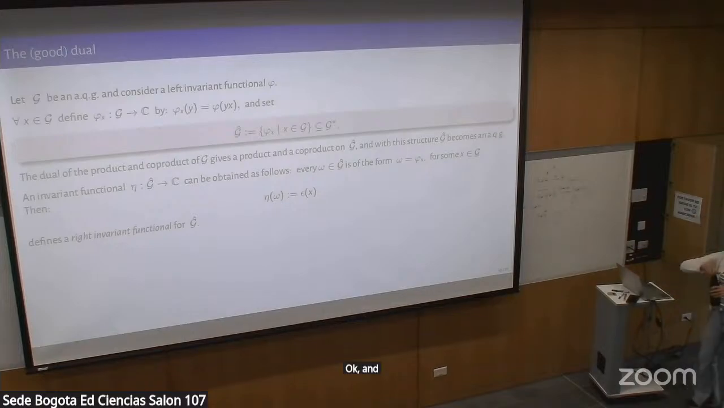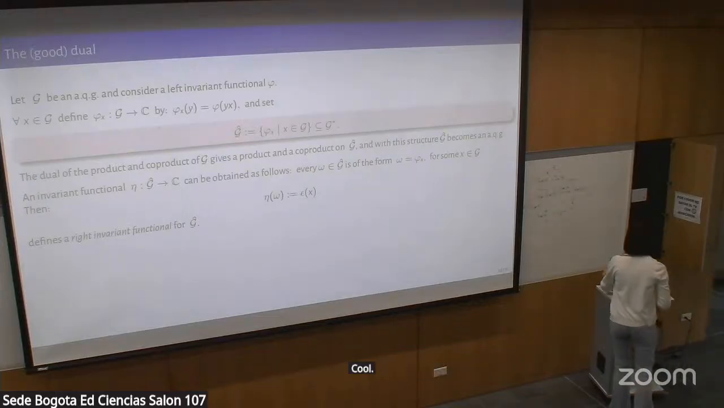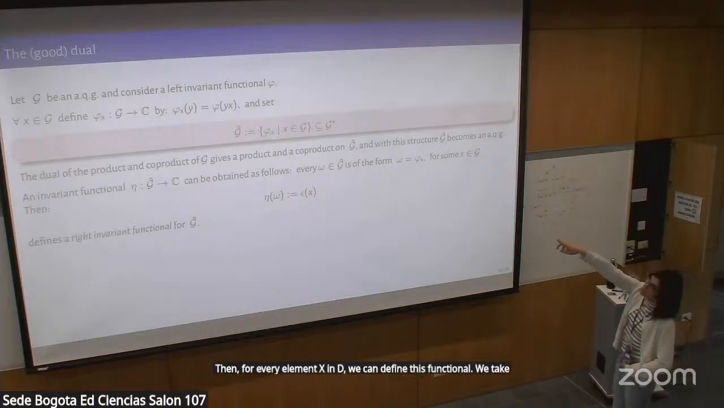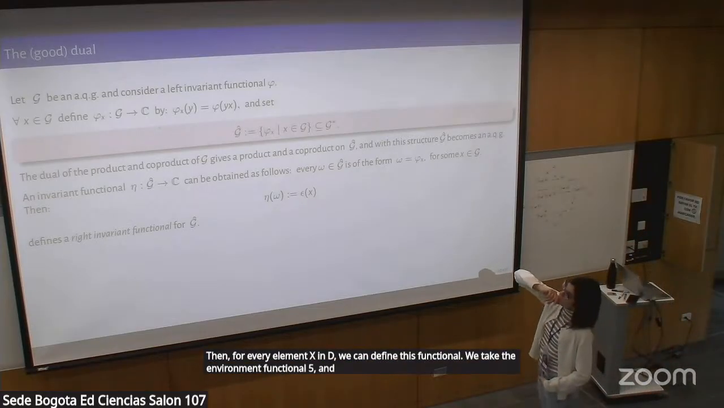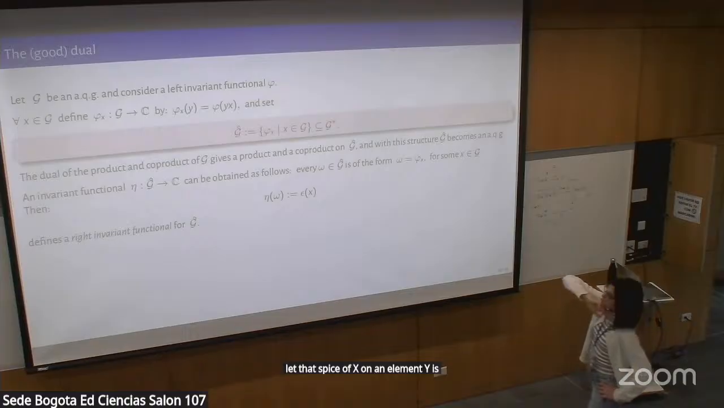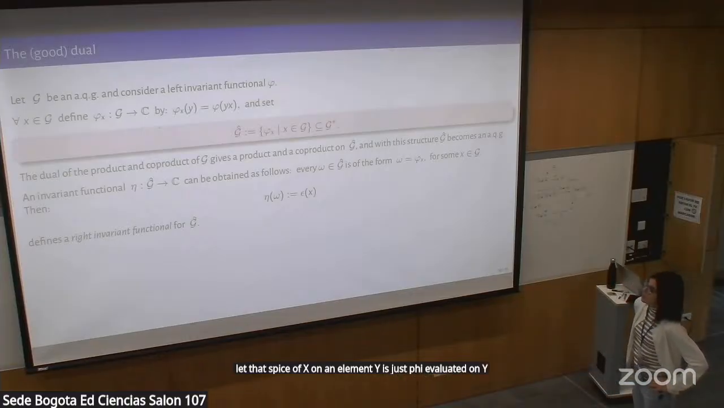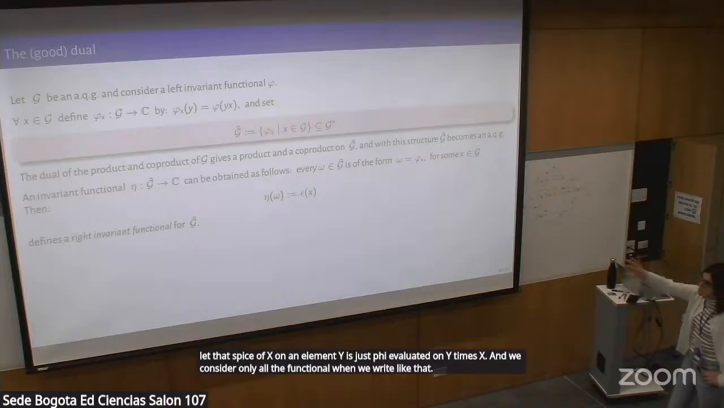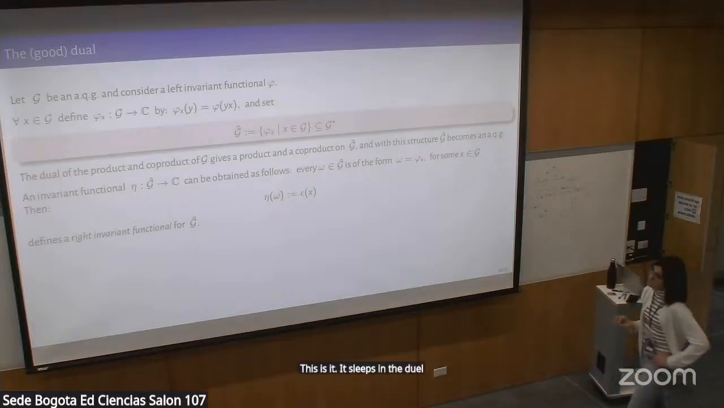And what about the dual? How do we construct the dual? So we have G, an algebraic quantum group. Then for every element x in G, we can define this functional. We take the invariant functional phi, and we define phi sub x like that. Phi sub x on an element y is just phi evaluated on y times x. And we consider all these functionals, and we write G hat like that. This lives in the dual of G, the space of all functionals.